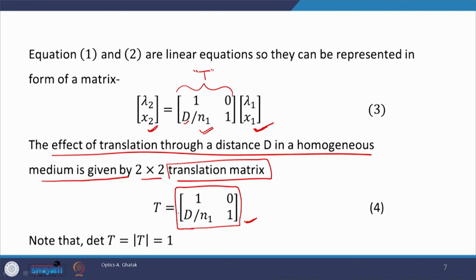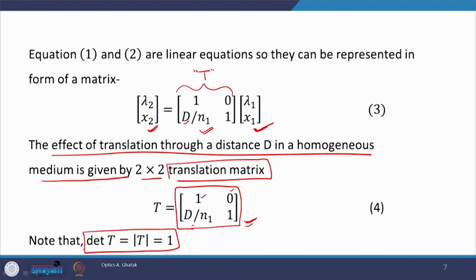And what are the elements of this translation matrix? It is a 2 by 2 matrix. The first element is 1, second is 0, third is d by n1. D is the distance between the 2 points on the ray, and n1 is the refractive index of the medium. And a very important and notable property of this translation matrix is that the determinant of T is equal to 1.